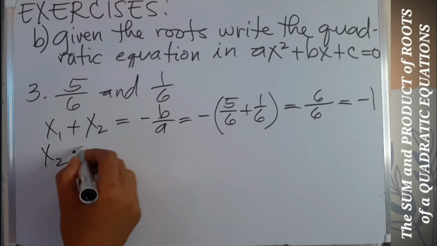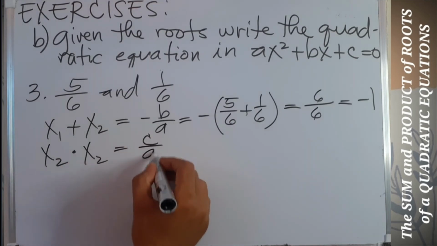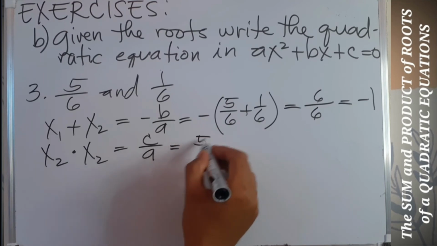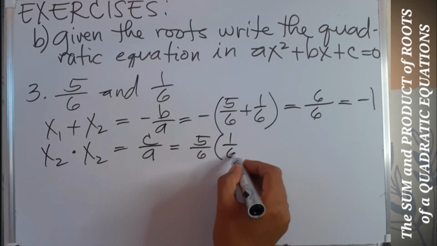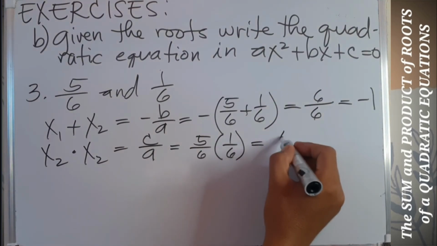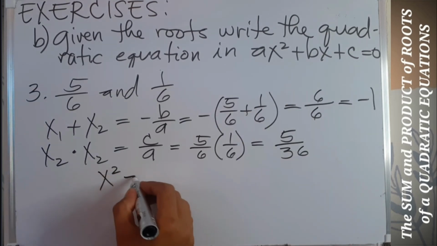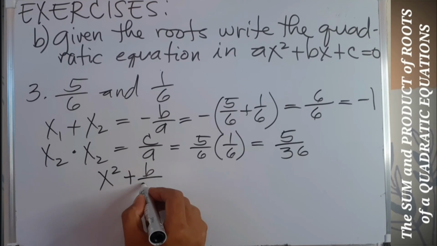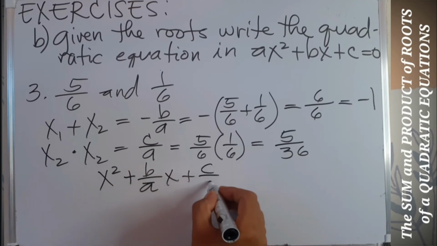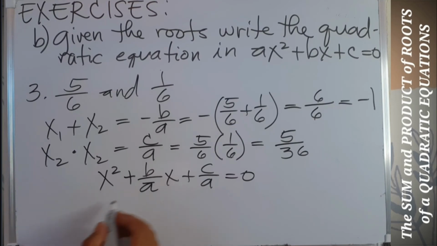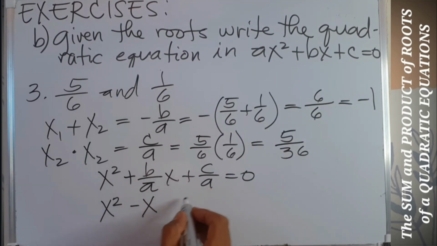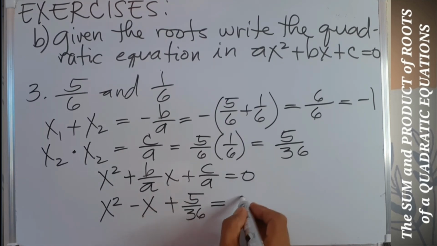The product equals c over a equals 5/6 times 1/6. 5 times 1 is 5. 6 times 6 is 36. Converting to quadratic equation, x squared plus b over a x plus c over a equals 0. So we have x squared, b over a is negative 1, or negative x, c over a equals 5 over 36 equals 0.